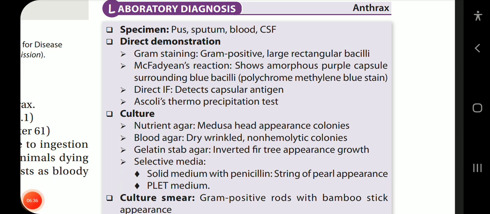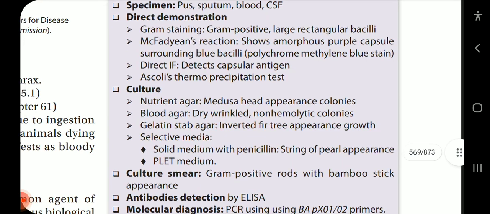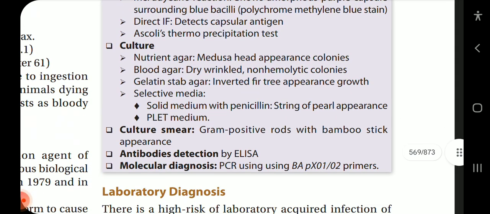Now coming on to lab diagnosis. Specimens are pus, sputum, blood, and CSF. Direct demonstration by gram staining shows gram-positive large rectangular bacilli. McFadden's reaction shows an amorphous purple capsule surrounding blue bacilli with polychrome methylene blue stain. Direct immunofluorescence detects capsular antigen, and Ascoli's thermoprecipitation test is also positive for Bacillus anthracis.